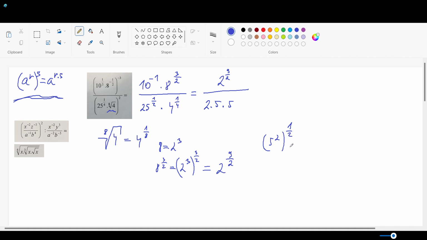And basically, if you realize one more thing, 25 to the power of 1 over 2, this can be written like square root of 25, which is square root of 5 squared. This is a perfect square, so the result is 5. So we are okay now.